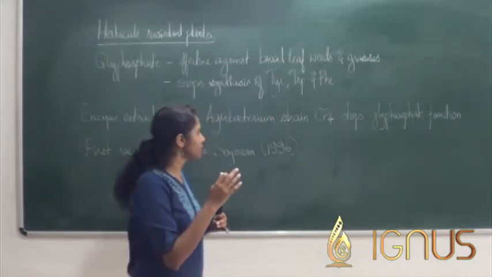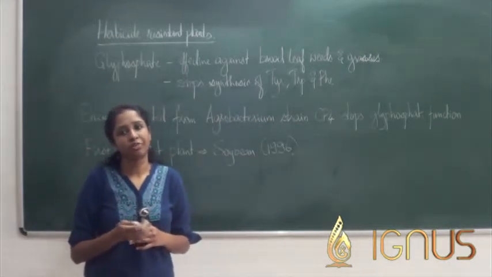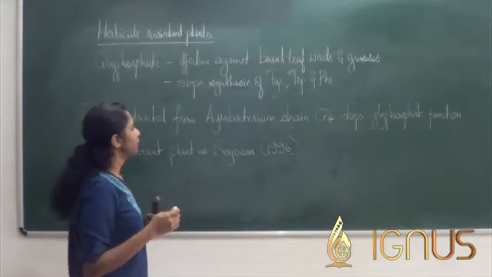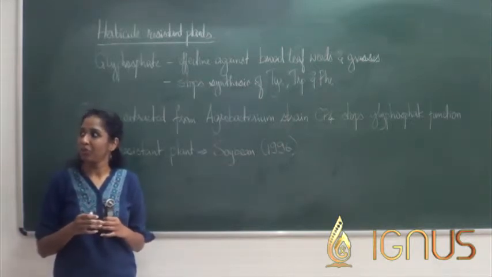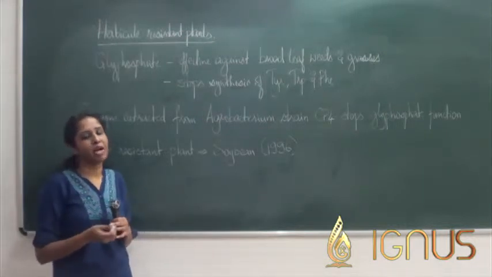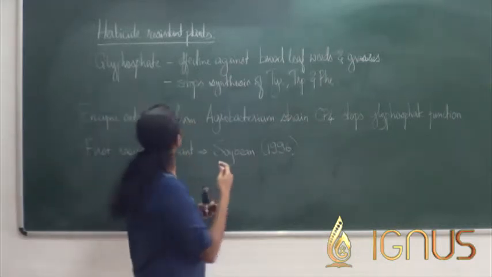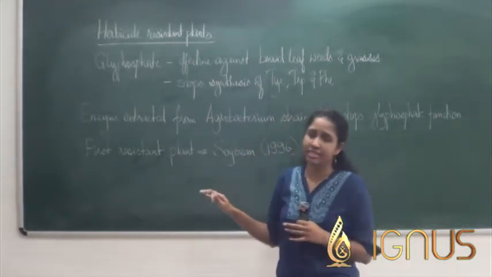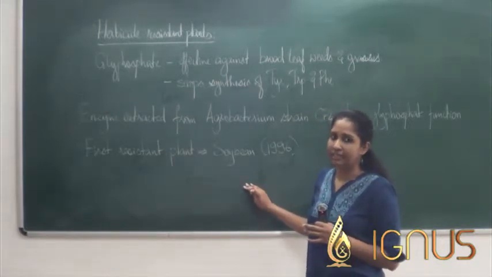So the CP4 strain of Agrobacterium synthesizes an enzyme which stops the action of the glyphosate herbicide in the plants that it contains. So this enzyme-coding gene was put into a plant, and whichever plant was synthesizing this enzyme was resistant against the herbicide glyphosate. The first resistant plant which was created was soybean, and that was done in the year 1996.